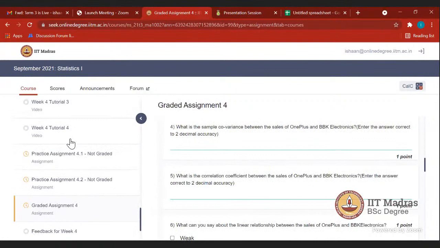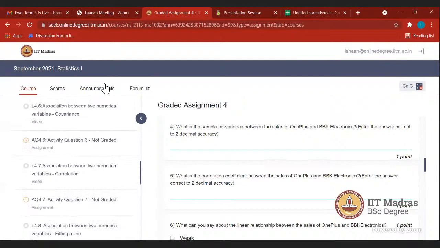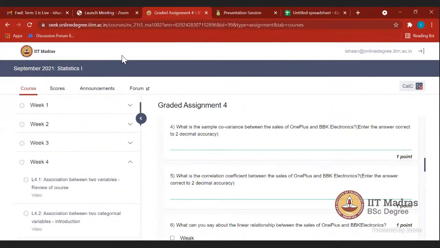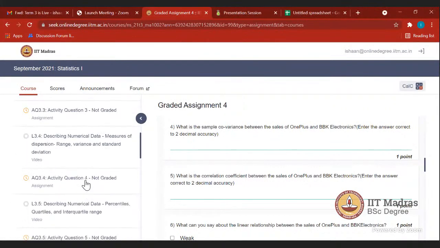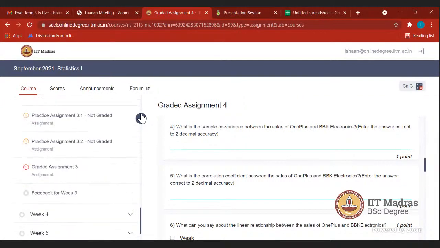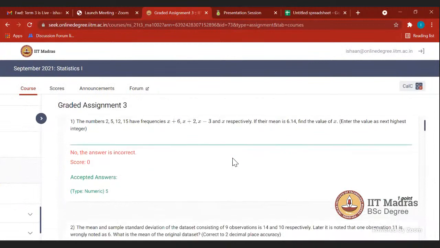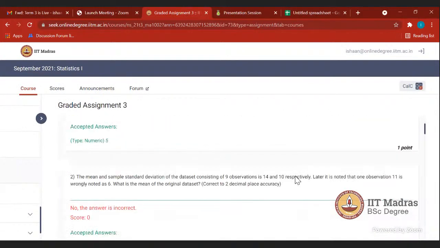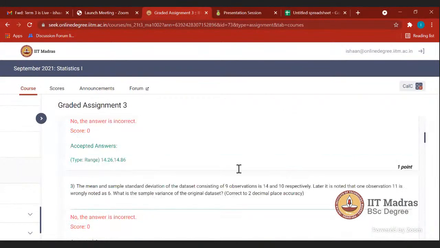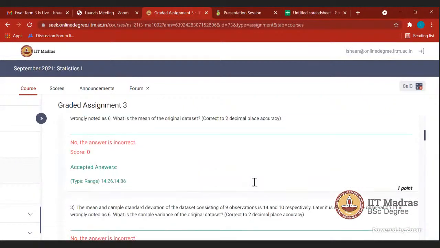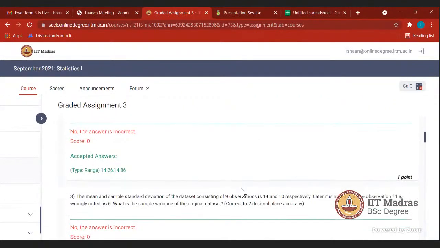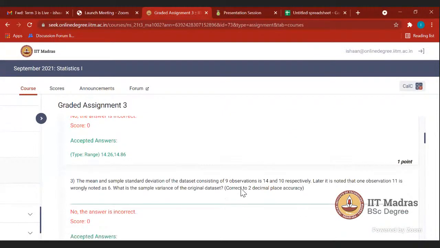Okay, anyone have week 4 or let's switch to week 3? Graded assignment week 3. Okay, let's switch to week 3. Yeah, please ask. Second question. Someone also had a doubt in the third question, right? Both the second and third. Okay, let's just quickly do that only.